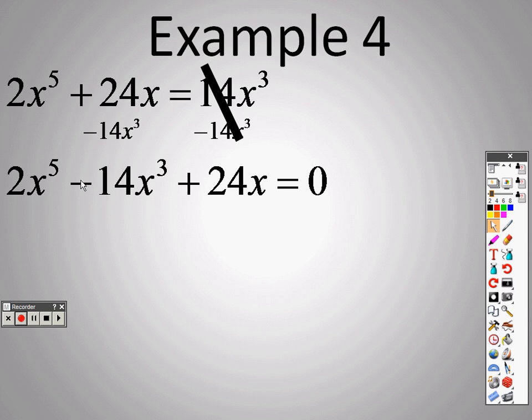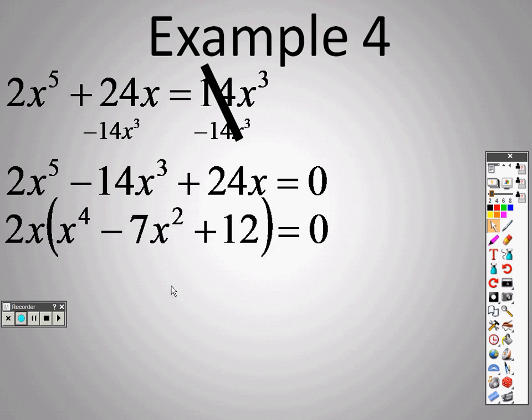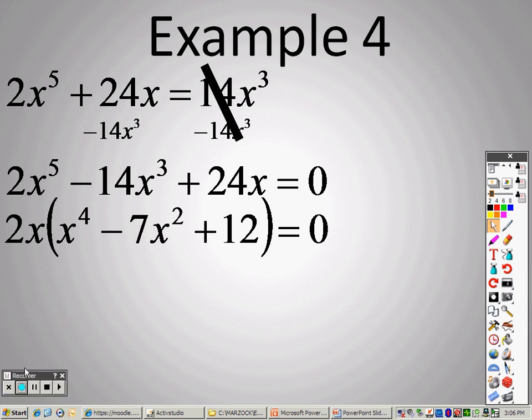I notice that they all have a 2 that I can factor out, and they also all have an x that I can factor out. So I take a 2x out, leaving me with an x to the fourth, a negative 7x squared, and a positive 12.